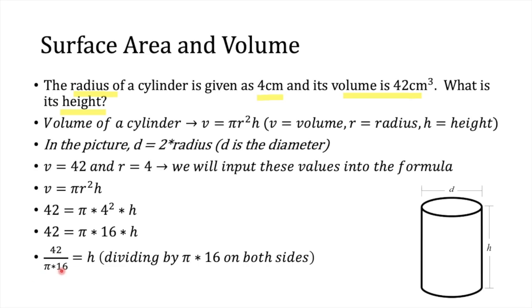And putting this value into a calculator, we get 0.836 centimeters is h. So this means that the height of the cylinder is 0.836 centimeters. It is approximately 0.836 since we have an irrational number, which is pi, in this calculation, and therefore we cannot get an exact value, which is why we use this curly equal symbol, the approximately equal to symbol.